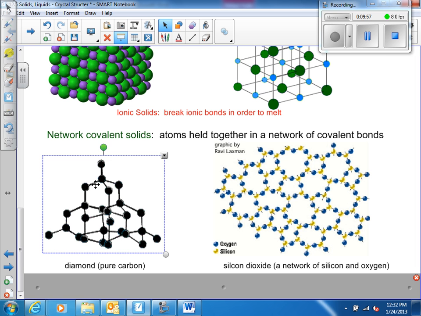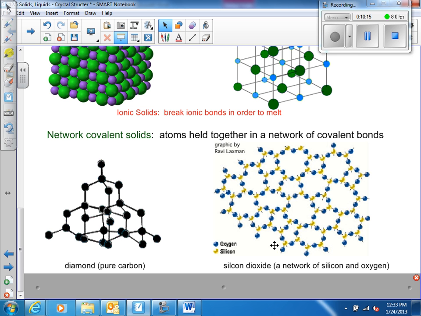In order to melt this, I've got to break... Do you hear me breaking the bonds? You can't actually see it happening because it doesn't work that way. But in order to melt this, every single one of these covalent bonds needs to break. That's a huge amount of energy, so you need a really high temperature.